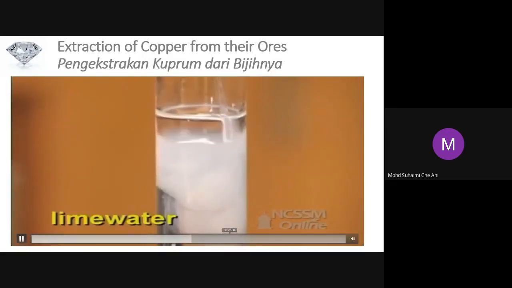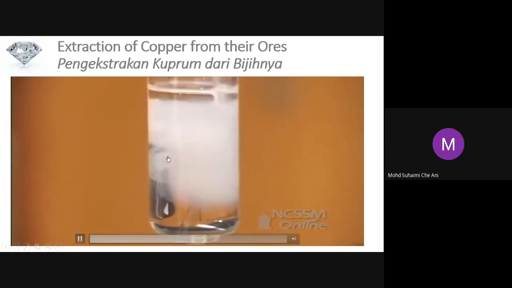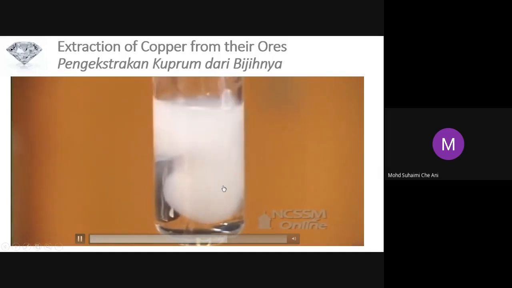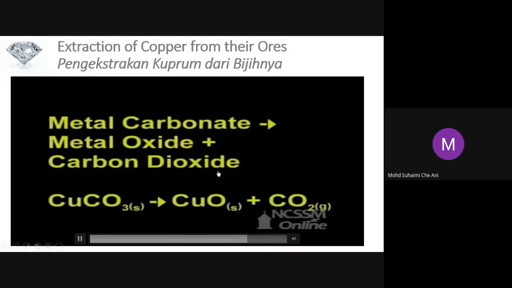And then you will get also carbon dioxide. So the limestone water here can be used to detect the presence of carbon dioxide. It will turn cloudy. So this one you already learned before this, right? About the cloudiness of the lime water when you test with the carbon dioxide. So this is very easy. You just need to heat up, you will get the carbon.